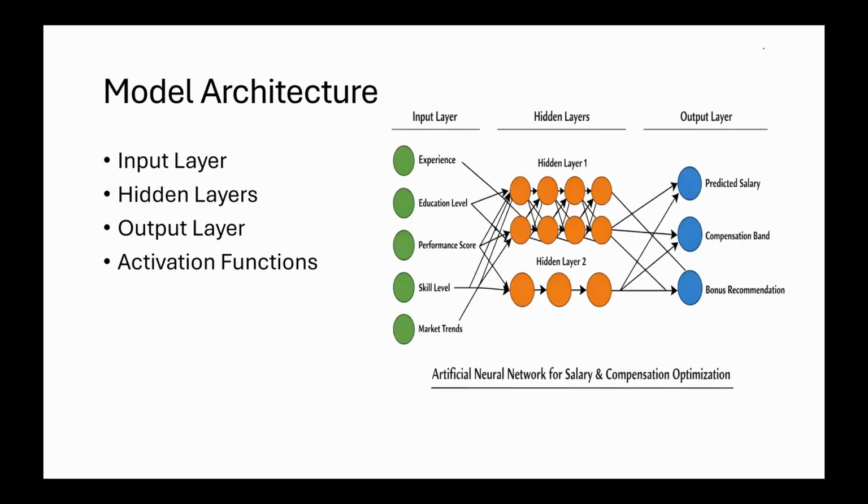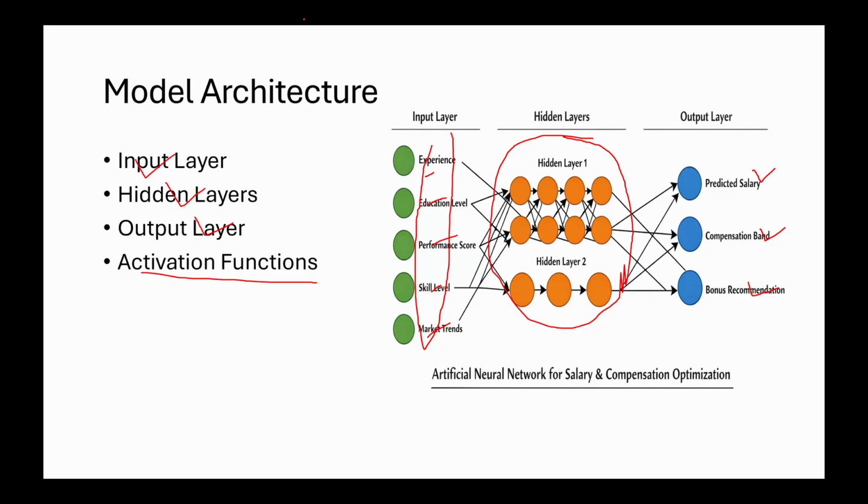The model architecture I'm going to explain here. The model architecture you see here has an input layer, hidden layers, an output layer, and an activation function, right? These are the inputs, as I already told you: experience, education level, performance scores, skill level, and market trend. The hidden layer is defined by you, say 2, 3 hidden layers or 4, 5 hidden layers; that depends on your choice. But the output gives the predicted salary, compensation band, and bonus recommendation, right?